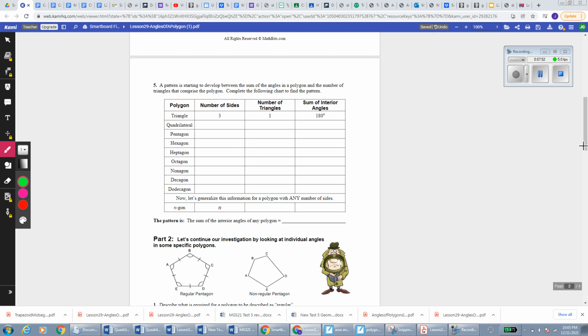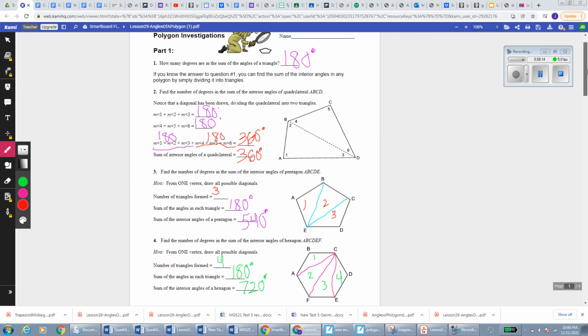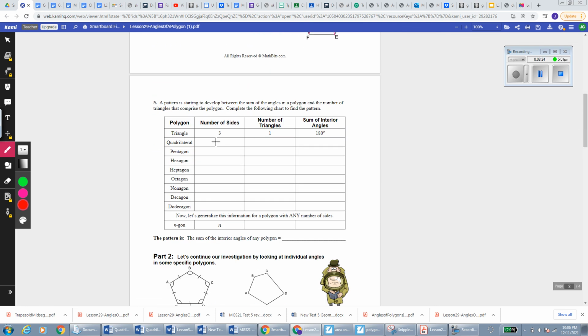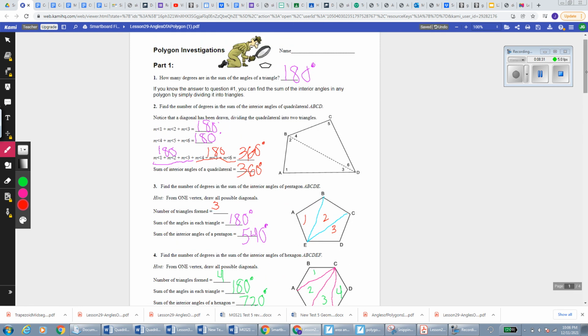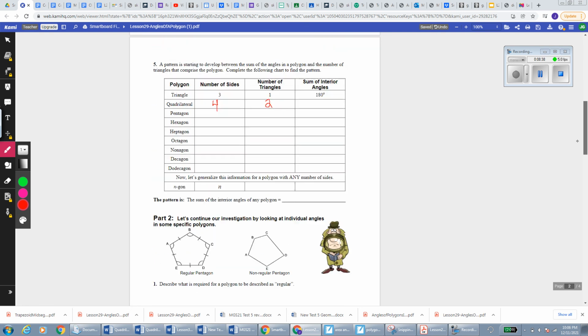So we're starting to see a pattern develop between the sum of the angles in a polygon and the number of triangles that make up the polygon. So let's complete the following chart to find the pattern. We're going to have to scroll up and look at what we did in order to complete this chart. So quadrilateral was the 4-sided shape, and we were able to divide that into 2 triangles. 4-sided shape, 2 triangles. And the sum of the interior angles of a quadrilateral was 180 plus 180, making 360 degrees.